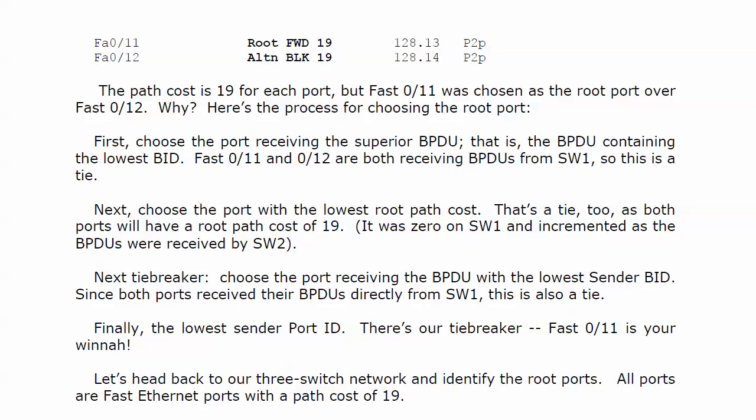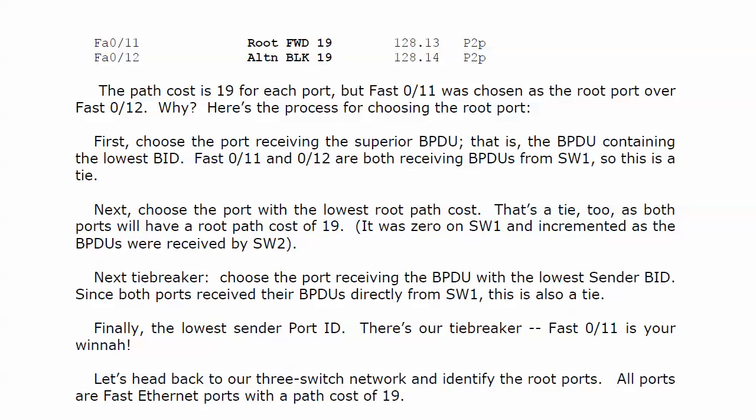And here's why. It's a pretty detailed list here. First off, the port that receives the superior BPDU, that is the BPDU containing the lowest BID, will be chosen as the root. Well, Fast 0/11 and Fast 0/12 are both getting them from switch 1, so that's a tie. Next, we're going to choose the port with the lowest root path cost. That's a tie because both ports have a root path cost of 19. It was incremented as the BPDUs came into switch 2. So switch 2 is saying, hey, I've got 2 different ports where I have an overall root path cost of 19. Okay. The next tiebreaker is to choose the port receiving the BPDU with the lowest sender BID.